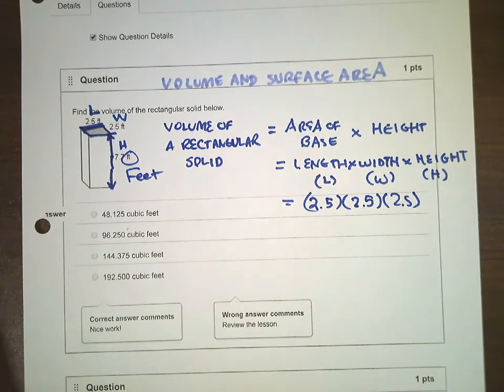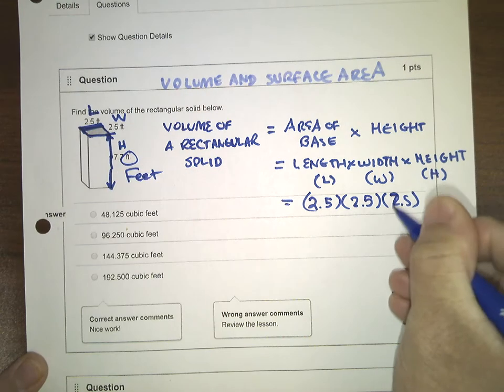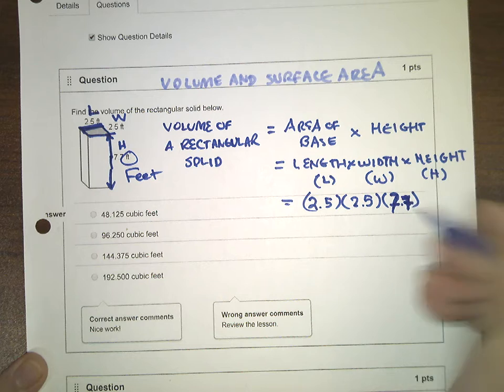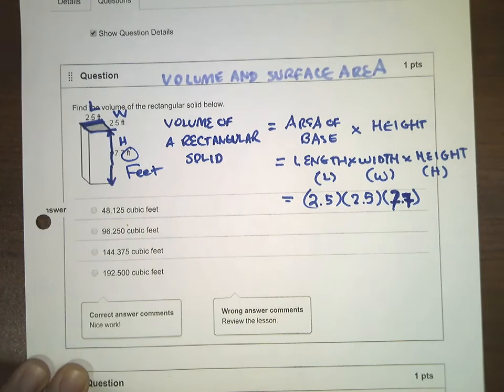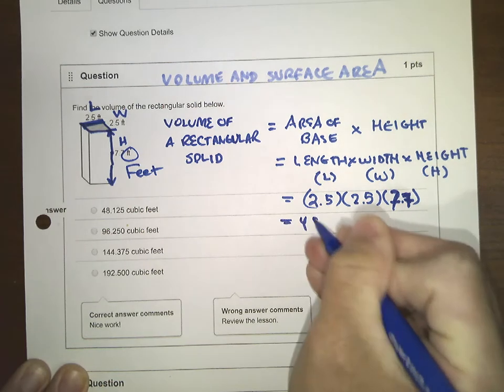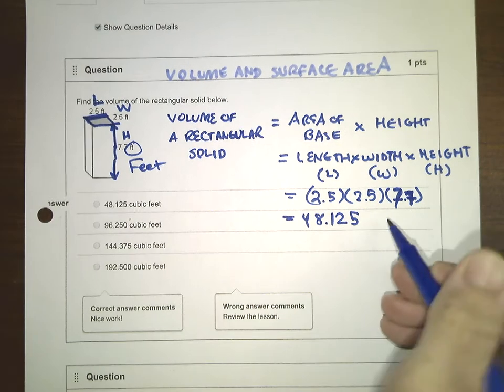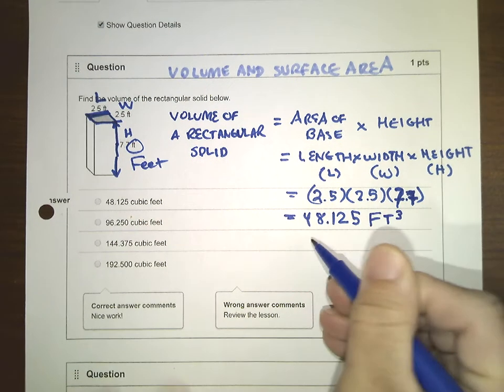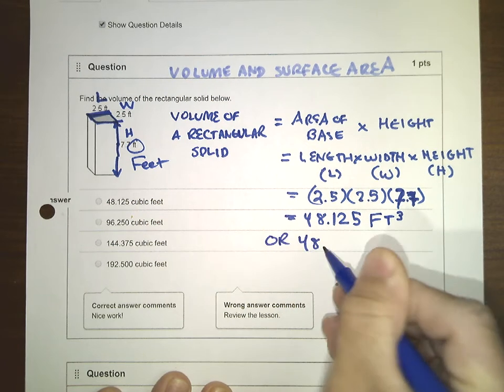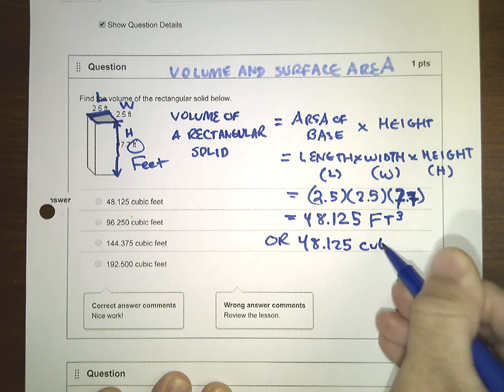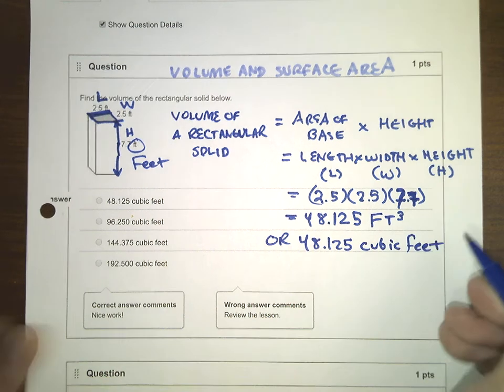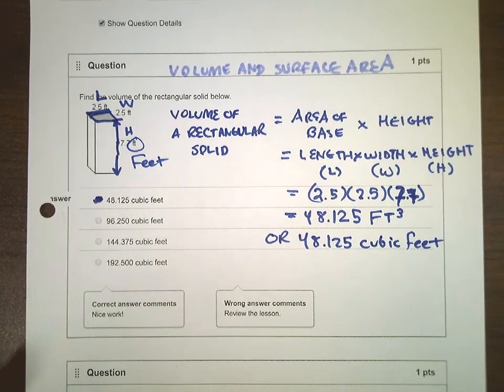So 2.5 times 2.5 times, was that 2.5? Nope, I actually covered it up, so it's 7.7. Times 7.7. When I circled it, I covered it up, so my apologies for that. But 2.5 times 2.5 times 7.7 would be 48.125. And see how we have feet times feet times feet? That would be feet cubed, or cubic feet. So that's 48.125 feet cubed, or you could write it cubic feet. So there is the answer right here.